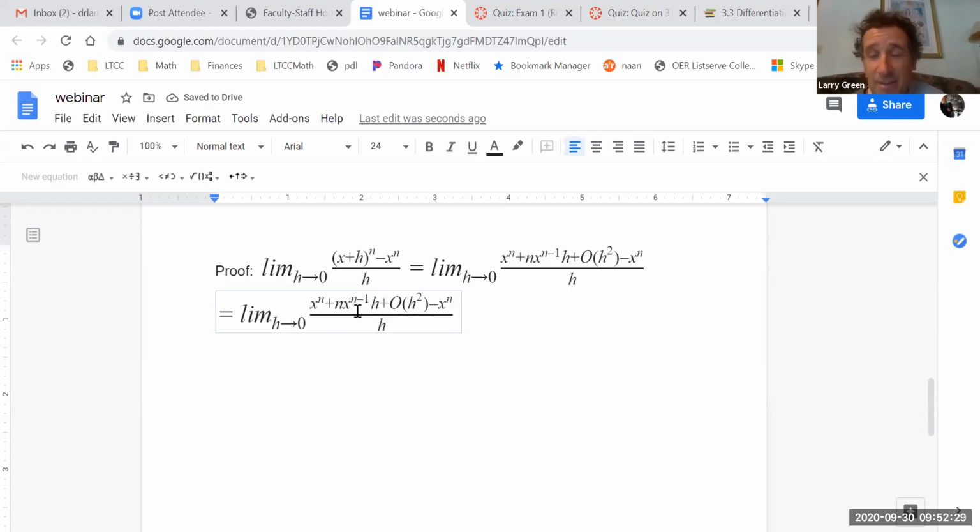Okay, now I can take this. And what do you see? I can simplify right away. X to the nth power can be subtracted from x to the nth power. Exactly. I can cancel out an x to the n.